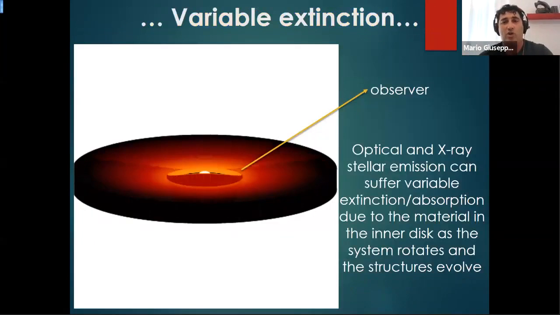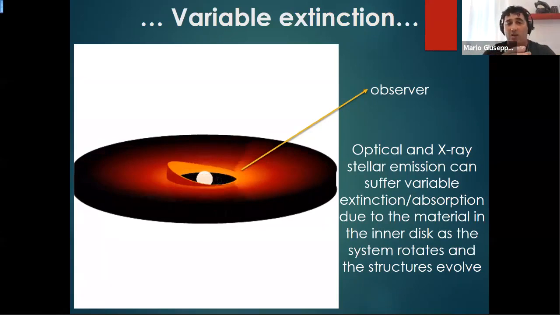The second phenomenon is variable extinction. In this case, we have a disk rotating around the star, and the inner disk is not flat. It has structures, inhomogeneities, that can obscure the star during the rotation of the system.